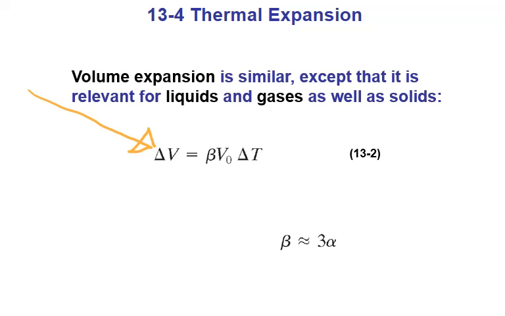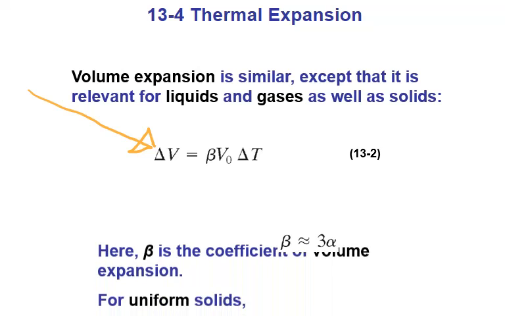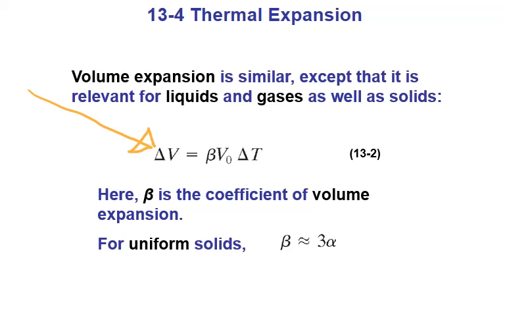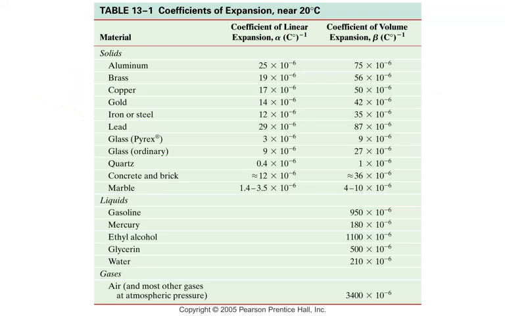Delta V equals beta times V0, the initial volume, times the change in temperature. And for solids, beta is about 3 times alpha, so we're dealing with the three-dimensional expansion of whatever substance we have. Again, we have our table of the different coefficients here, and now we're going to be paying attention to volume expansion.